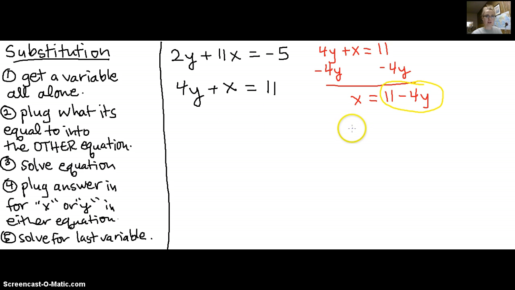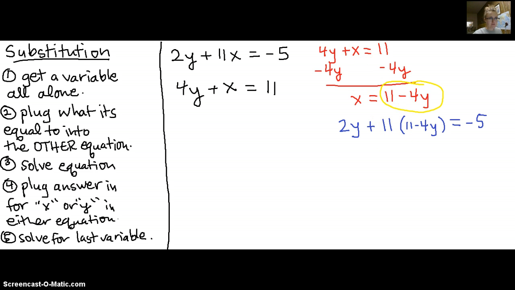Here, I'm going to copy the first equation, but wherever there's an x, I'll replace it with this 11 minus 4y. So we get 2y plus 11 times 11 minus 4y equals negative 5. Now we have an equation with only one variable in it. This is great news. We know how to solve equations with only one variable. They're much easier to deal with.